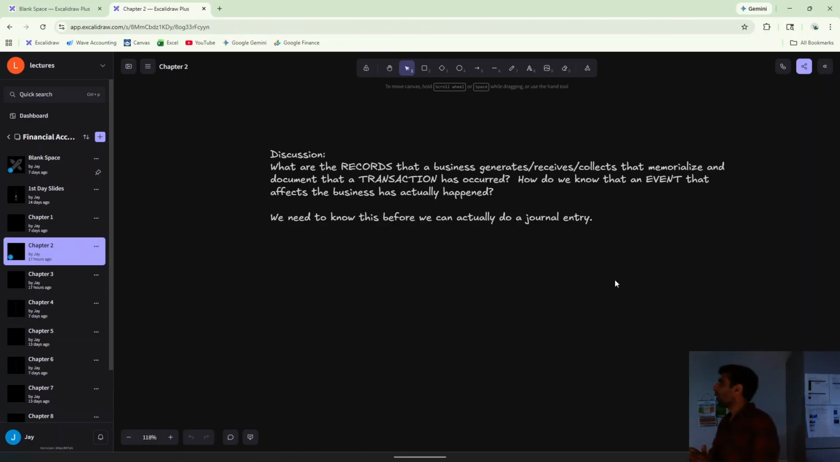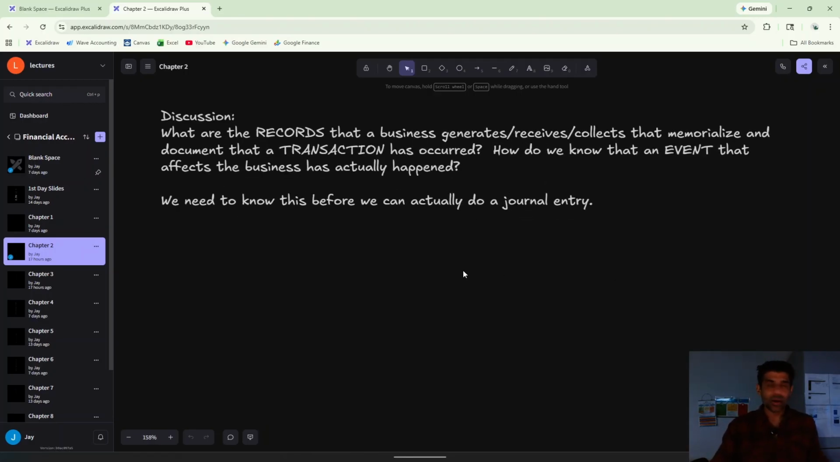So through this whole exercise that we just did, we were just given, hey, this thing happened and we did the journal entry. But how does a business actually know what's happening? Okay, so what are the records? What's the raw material that actually shows what's happened in a company? What are we going to use to make the journal entry?